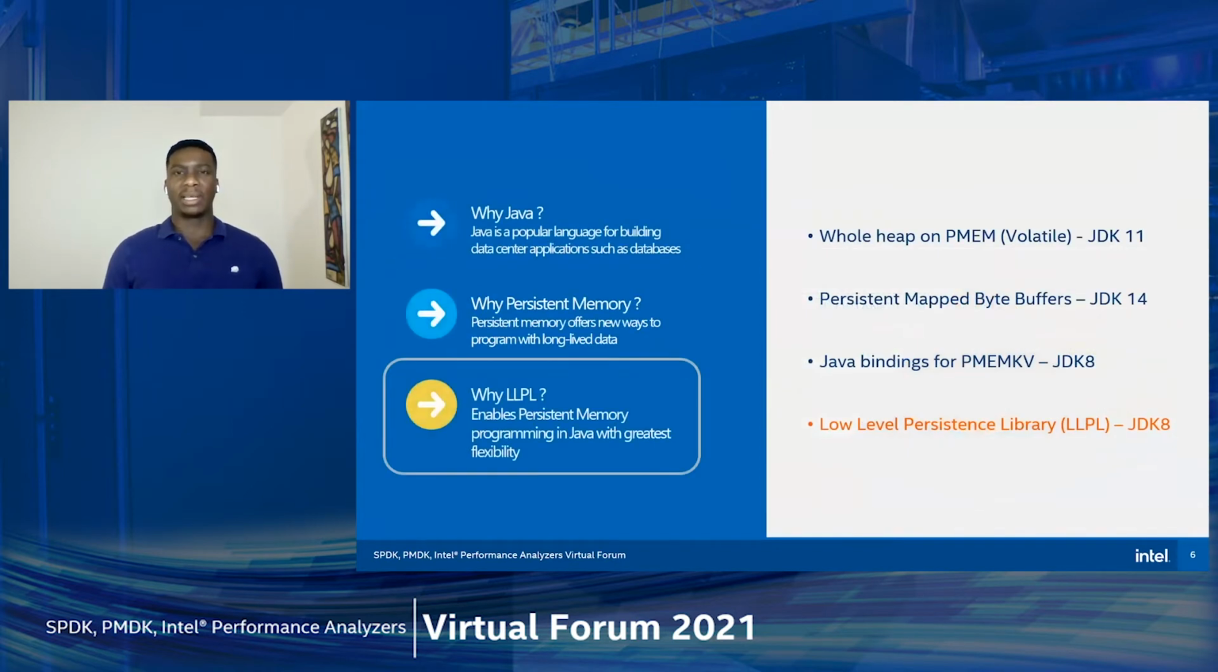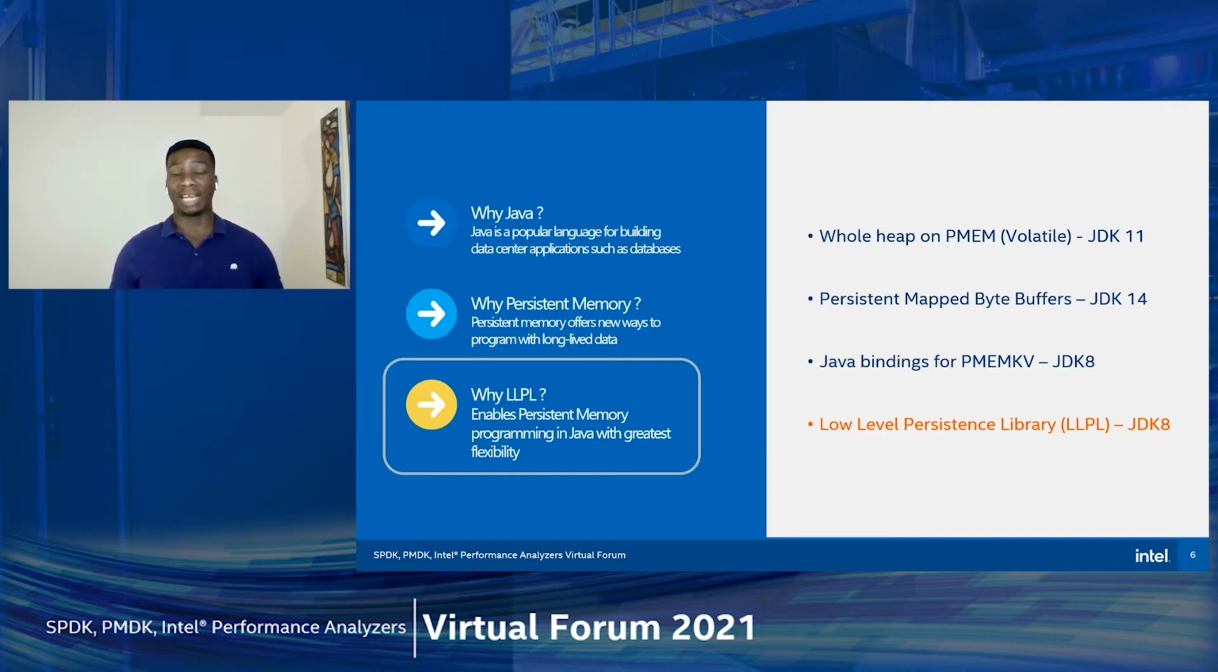So why LLPL? Why create a Java library to enable persistent memory programming? On the list on the right, we can see that from Java 11, there is the option to allocate all of your Java heap on persistent memory, but that's a volatile application. That means that once the JVM exits, all of your data is lost. And so that provides some limitations as to the kinds of applications that you can build with that. The next is persistent map byte buffers from JDK 14. This is an optimized way to use map byte buffers that are backed with persistent memory. The drawback here is that you're limited to the byte buffer API.